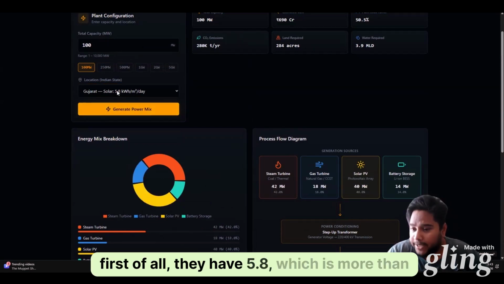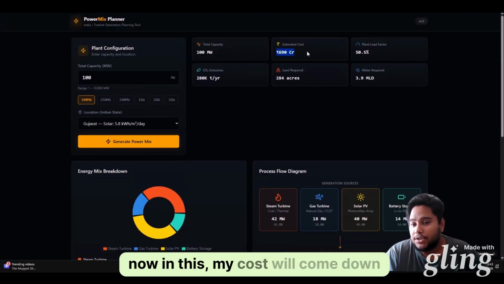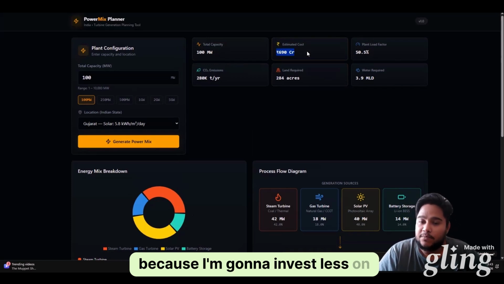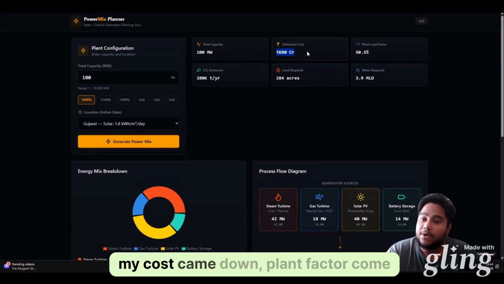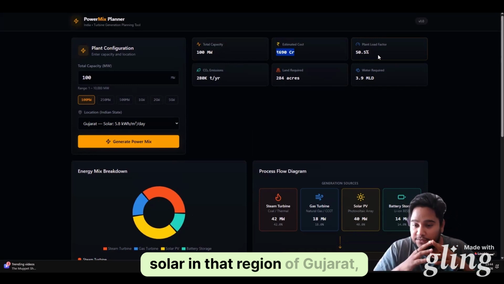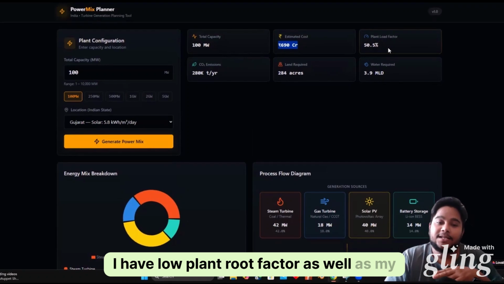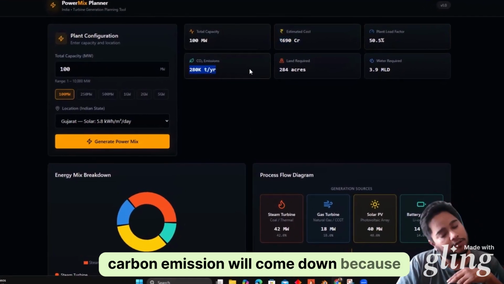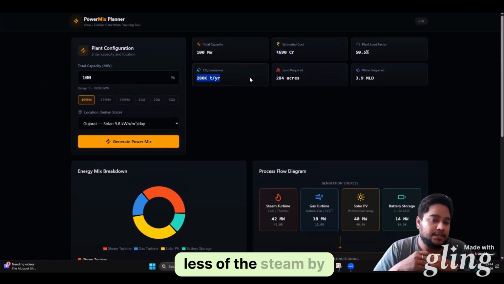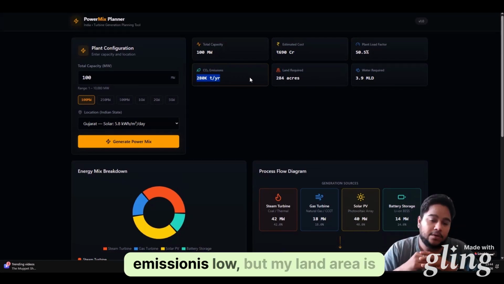First of all, they have 5.8, which is more than Karnataka and way more than Bihar. Now, in this case my cost will come down because I'm going to invest less in my steam turbine and gas turbine. Plant load factor comes down to 50% because of more availability of solar in that region of Gujarat. My carbon emission will also come down because I'm going to use less steam turbine megawatt. So my carbon emission is low, but my land area is increased.